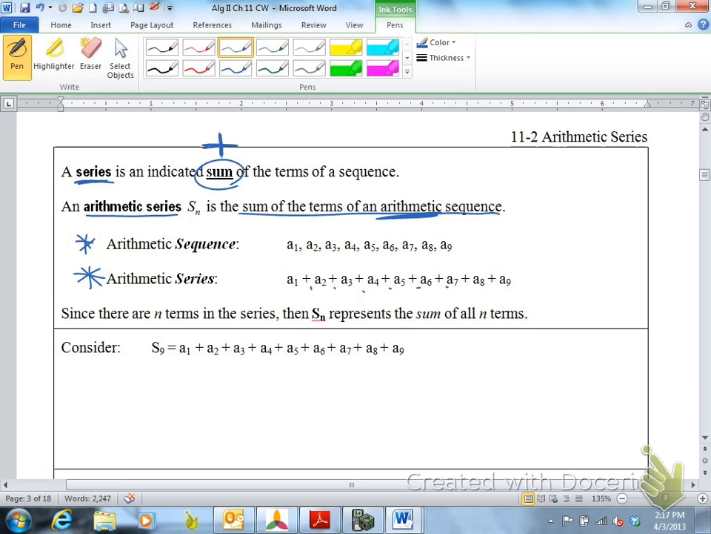And the notation is a capital S with a subscript, where the subscript n is the number of terms. So the sum of n terms. So this would be the sum of 9 terms. So I want to show you where the formula comes from, a fast shortcut formula.